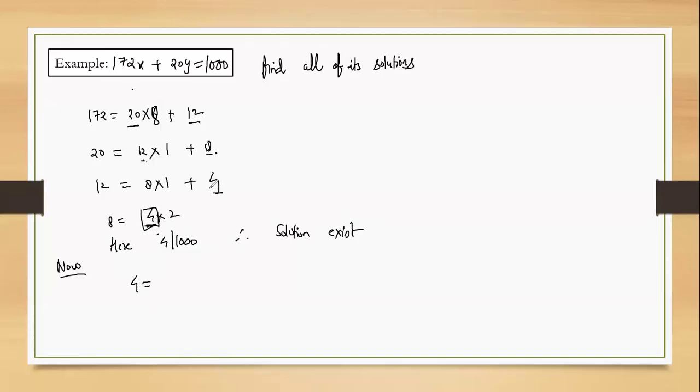Basically from this line, 4 can be written as 12 minus 8, basically the reverse of this step. Now always you have to choose this line. Now 8 can be written as 20 minus 12. So basically 12 minus (20 minus 12), and 12 is multiplied by 2 minus 20. I'm coming here.